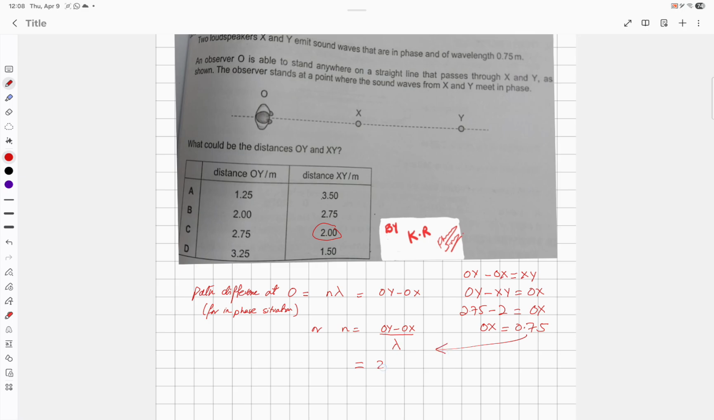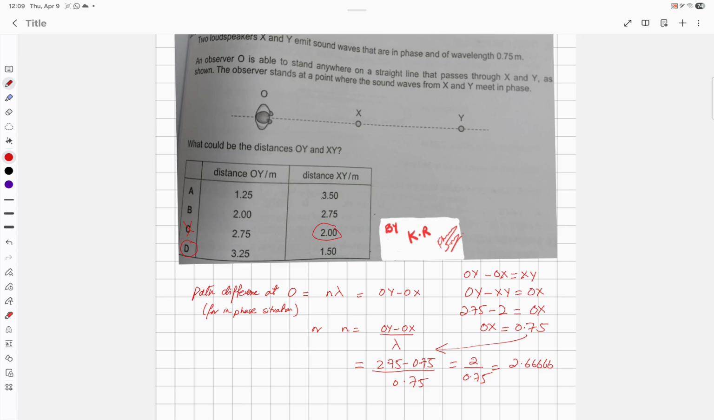Now put this value in the formula: OY, 2.75, minus OX, 0.75, divided by the wavelength, 0.75. I am getting 2 divided by 0.75, and from the calculator I can see that it is not a whole number. It's 2.6666 recurring. So option C is also incorrect. The only option left is D. You can stop working here, because in the exam time is very precious. So the answer is D.